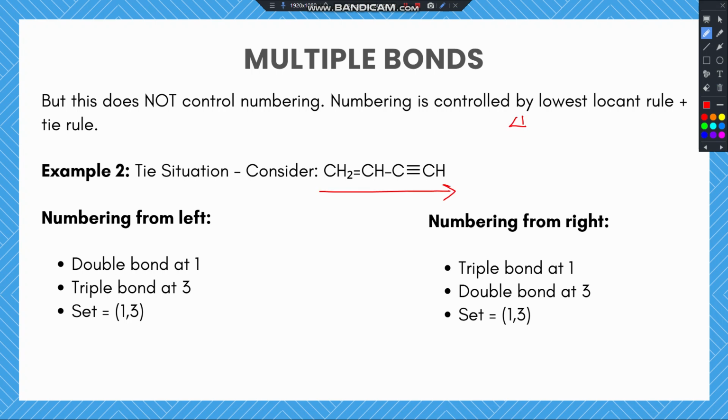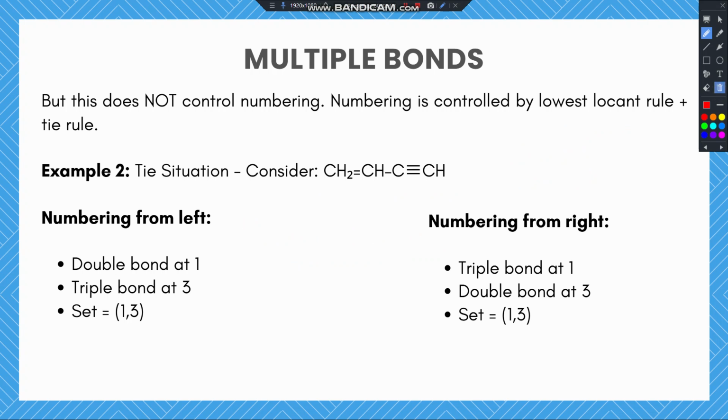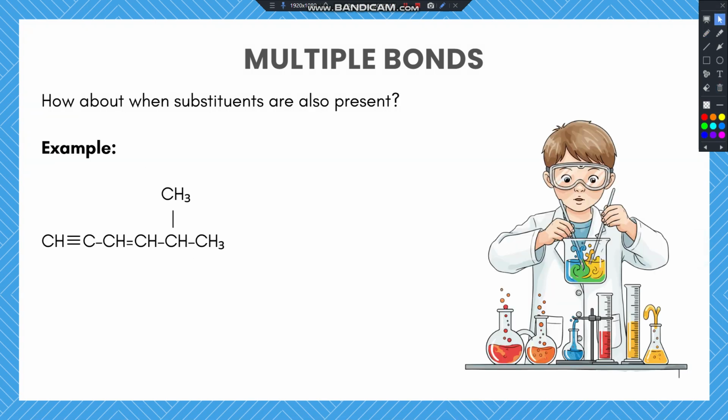The parent chain contains 4 carbon atoms, which is but, and then the positions of the multiple bonds. The double bond is located on carbon number 1, triple bond is located on carbon number 3. So bringing everything together, we have the parent name but, and then the position of the double bond, which is carbon number 1, but-1-en and then 3-yne. This becomes the name of the compound: but-1-en-3-yne.